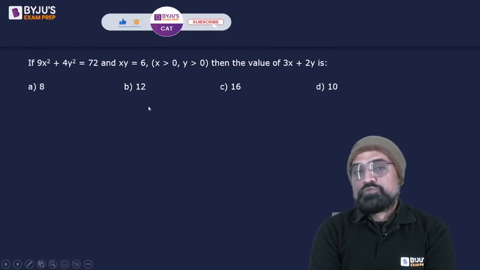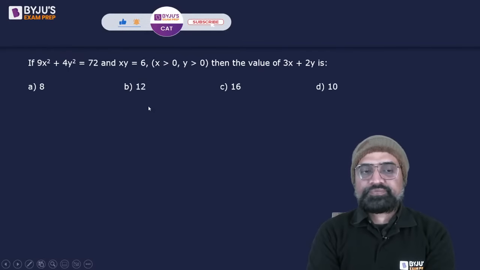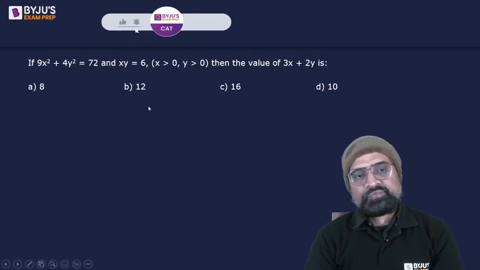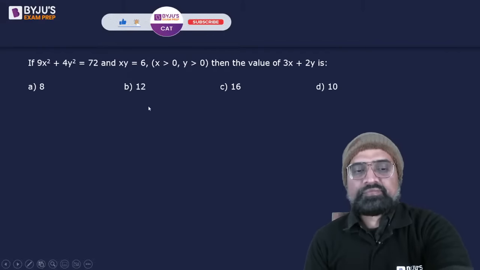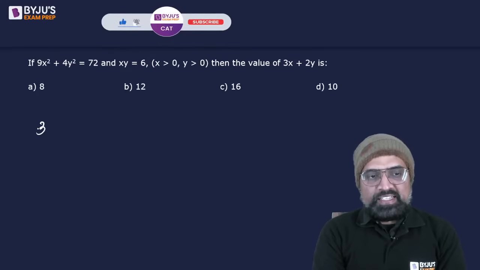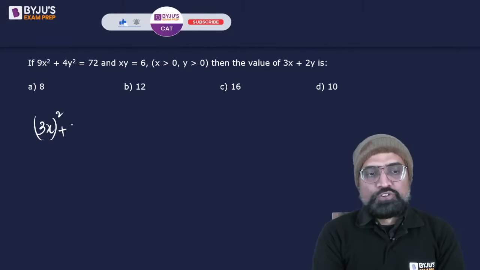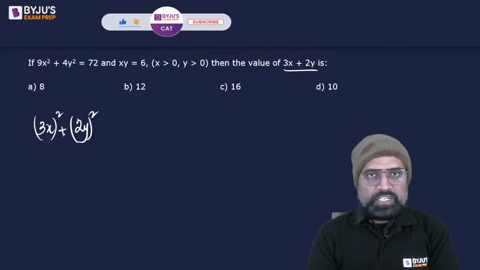There's a relation between what is asked and what is given. Straightforward relationship. So we can see that 9x square is 3x ka whole square and 4y square is 2y ka whole square, and that's exactly what we need, but without the powers. 3x plus 2y ही चाहिए अपने को.